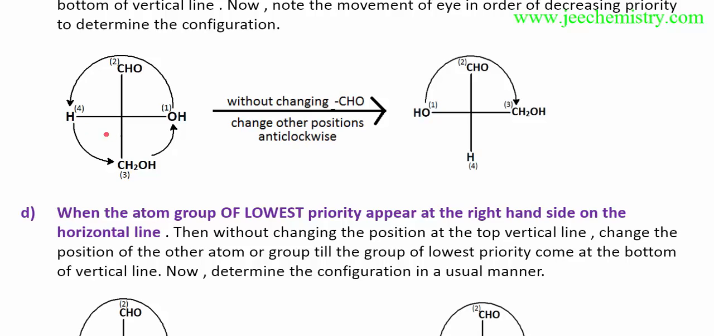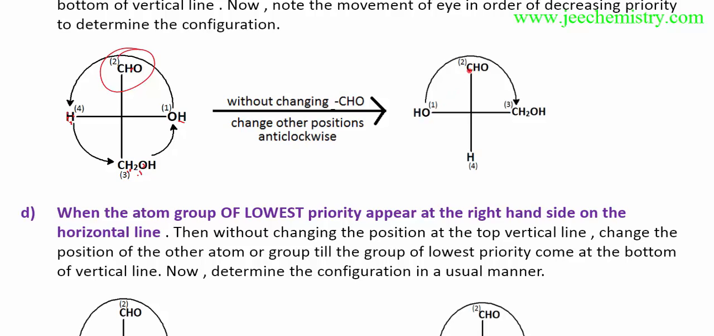Now when the H group is on the left side, we have to make this group the lowest position. We have to keep the CHO in the same position. We have to do 2 flips, which means H will come to this position and this will go to that position. Now keeping the CHO aldehyde in the same position, this hydrogen shifts to this position, this CH2OH will shift to this position, and this OH will go to the hydrogen position. Now this is the same.